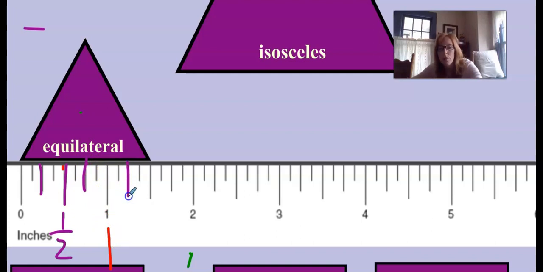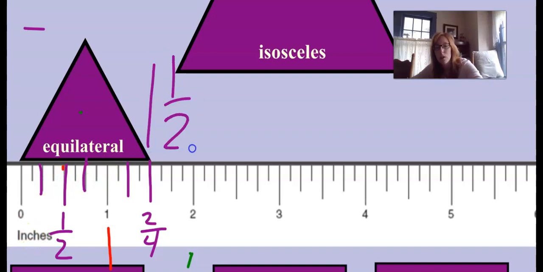There's 1/4, 2/4 is equivalent to, hopefully you see that, 2/4 is equivalent to 1/2. So this equilateral triangle is 1 1/2 inch. Hopefully you totally remember that. We went over that a lot.